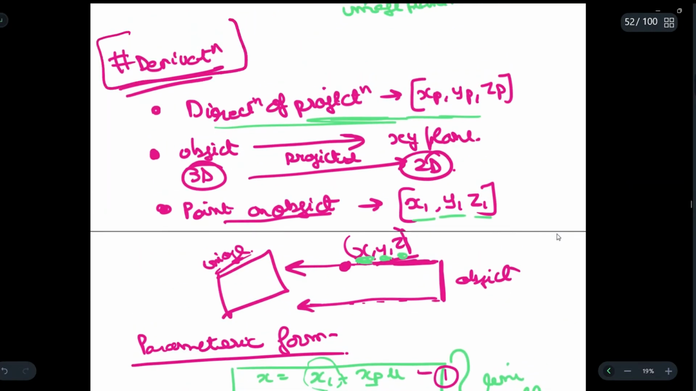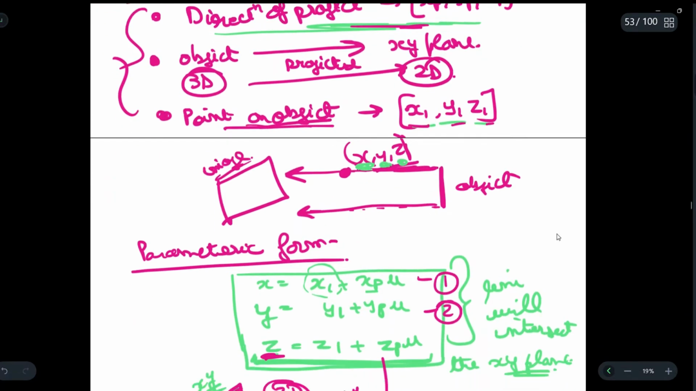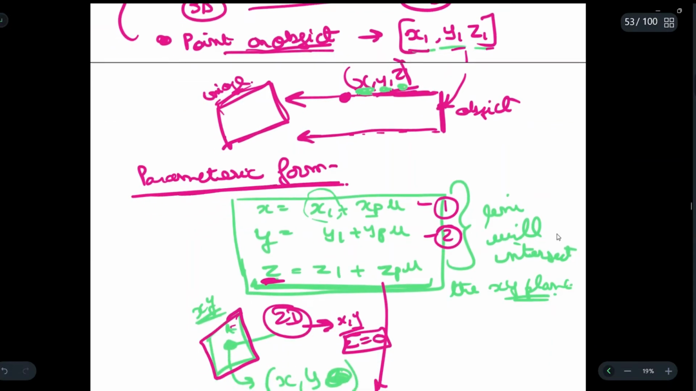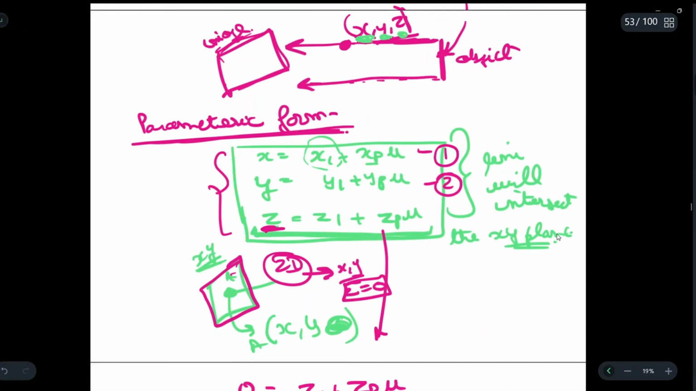So first we wrote these 3 points, that is the direction of projection. Then we wrote that we are projecting the object on a 2D plane. Then we wrote that the point on the object is given by x1, y1 and z1, and this is the image plane. Then we wrote the equations of the lines in parametric form. And then we inferred that if we are projecting on the xy plane, then the z coordinate will always be 0.